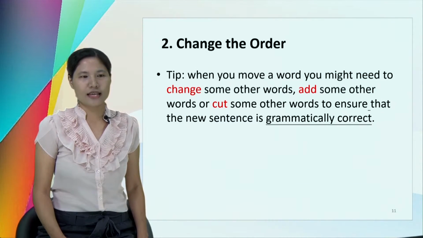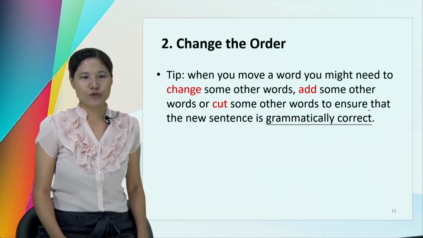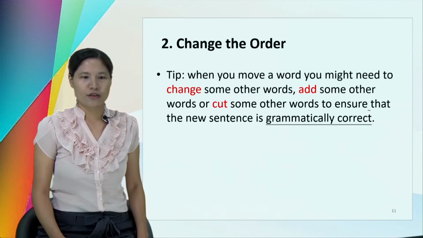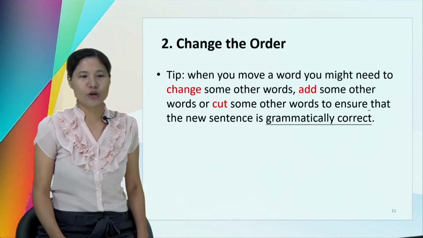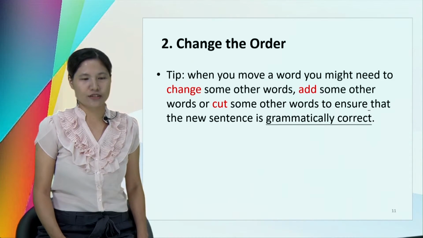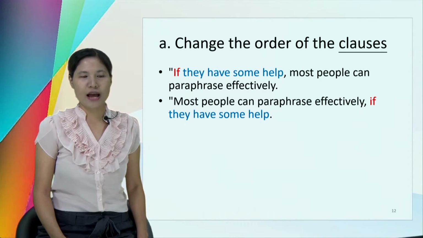Now let's look at the second technique, change the order. If we want to move a word to some other place, we might need to change some other words, add some other words, or cut some other words to ensure that the new sentence is grammatically correct. So here, 合乎文法的正确性 is still the priority if we want to paraphrase. Now let me show you by this example. "If they have some help, most people can paraphrase effectively." "Most people can paraphrase effectively if they have some help."